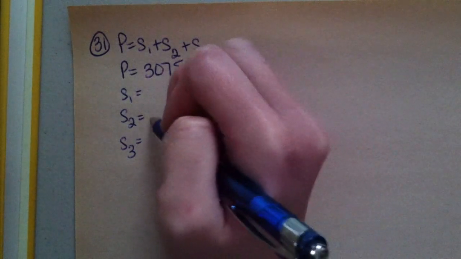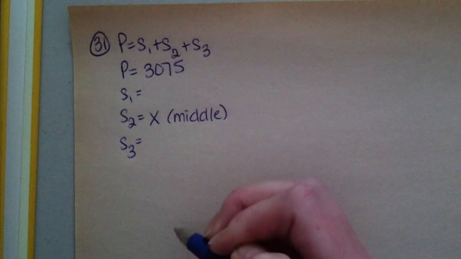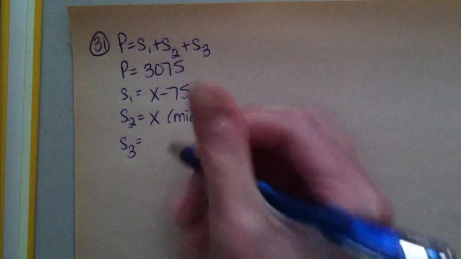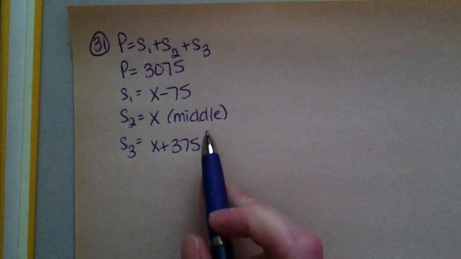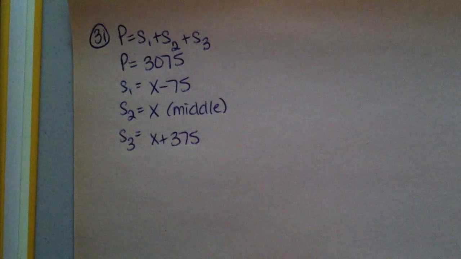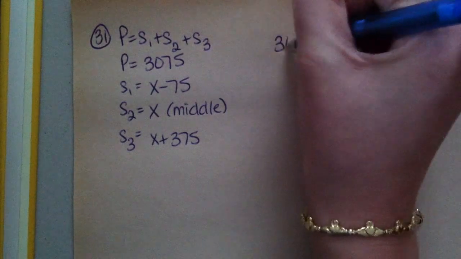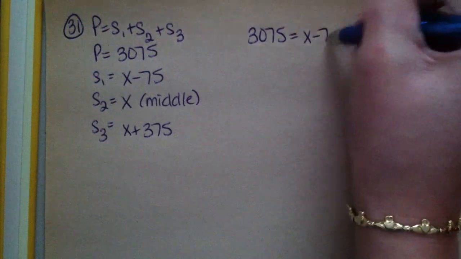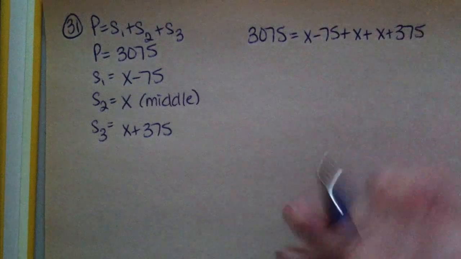So because of that, we're going to identify the middle as x. So the shortest is 75 less than, and the longest is 375 more than the middle, which we said was x. All right, so there we have our variables. So now we're going to take all of these and we're going to plug them into our equation. So perimeter is 3,075. And we take the 3 sides and add them up. And that's what we get.